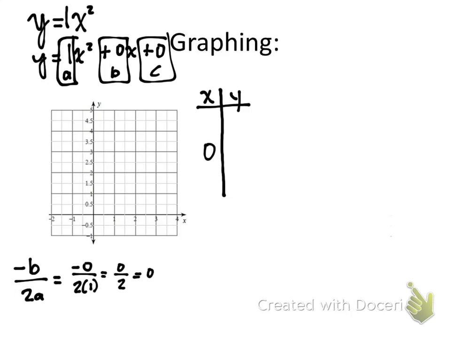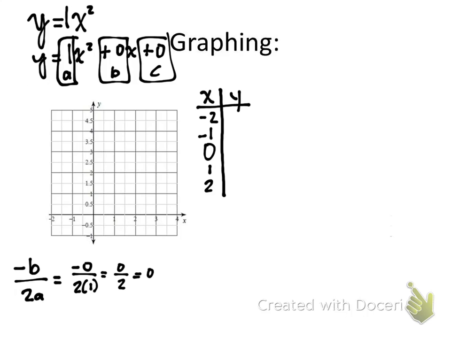Step 3, pick 2 to 3 numbers around it. So the next bigger number is 1. The next bigger number is 2. And then we pick 2 numbers that are smaller than that also. Following that, we need to plug these numbers in, step 4, and find the y values for each of these.